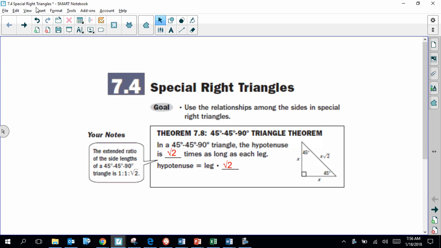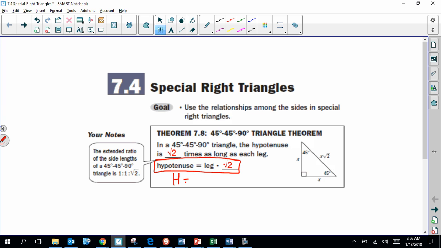So looking at the first one here, we have a 45, 45, 90 special right triangle, where they're just simply telling you that the hypotenuse is whatever the length of the leg is multiplied by the square root of 2. So we have this rule here, and generally the way I shorthand it is I'll say capital H for the hypotenuse is equal to the leg times the square root of 2. And that's how we will set up and solve equations using 45, 45, 90 special right triangles.